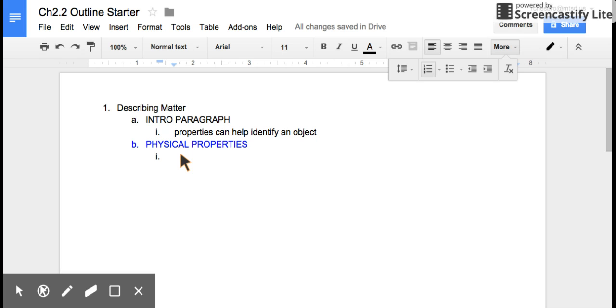So I see some vocabulary here. So I'm going to press Command B. If you don't have a Mac, that would be Control B to activate bold.